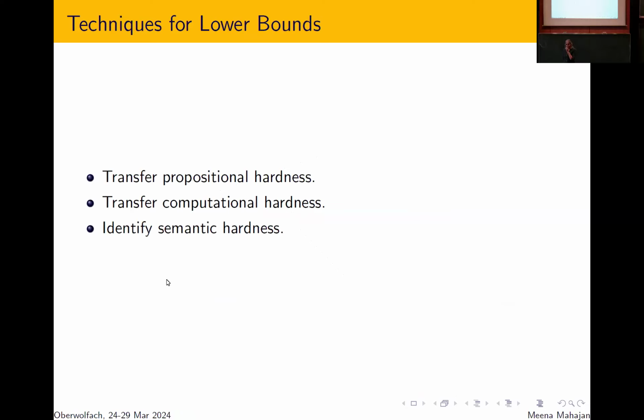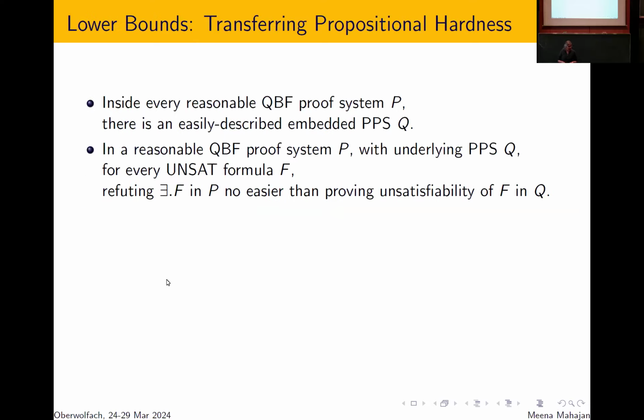How does one prove lower bounds for QBF proof systems? One obvious way is to just say that wherever you have propositional hardness, it obviously holds for the QBF proof system. The obvious needs to be qualified a bit, which I will soon. You can also transfer computational hardness, and this is something that we do also in propositional systems. You could identify some kind of semantic hardness in the formula and try to use that to give a proof lower bound.